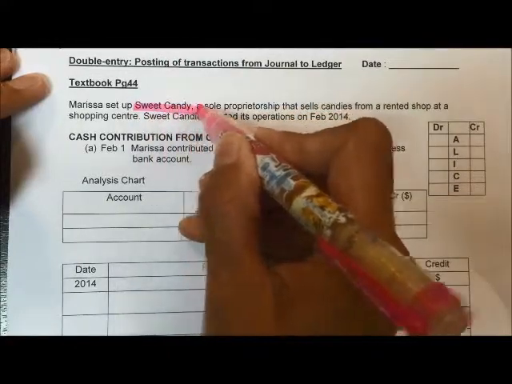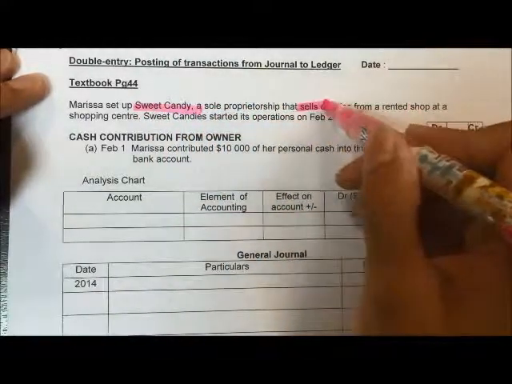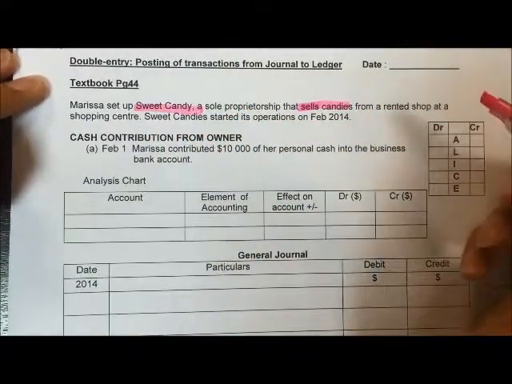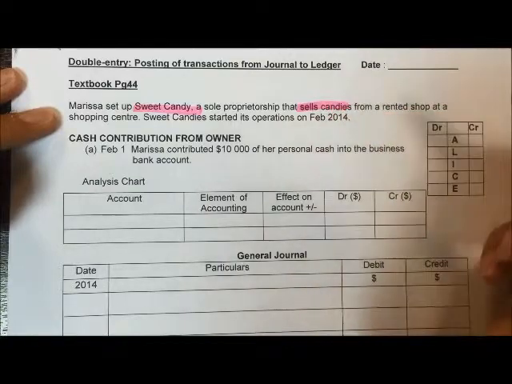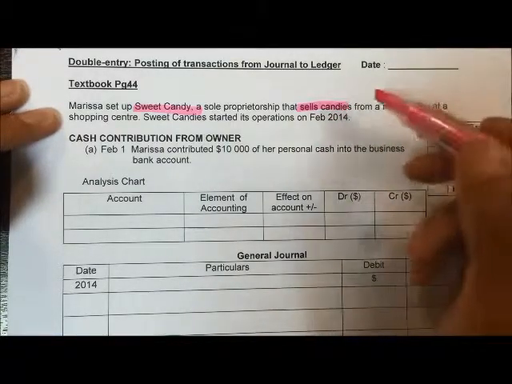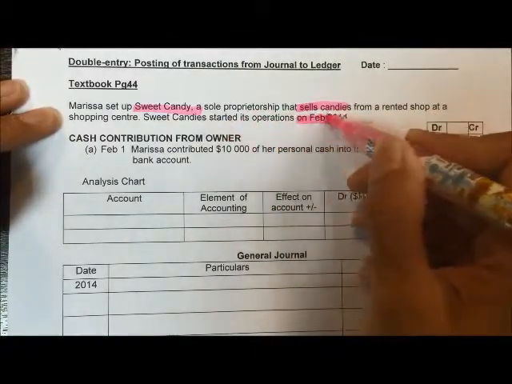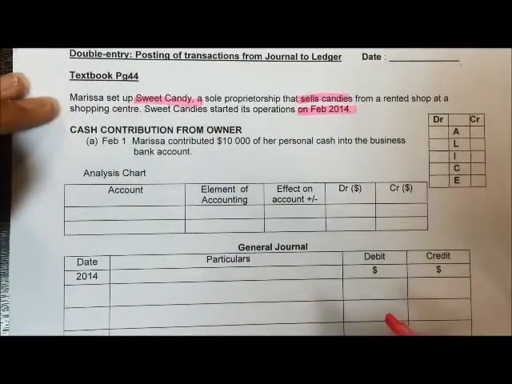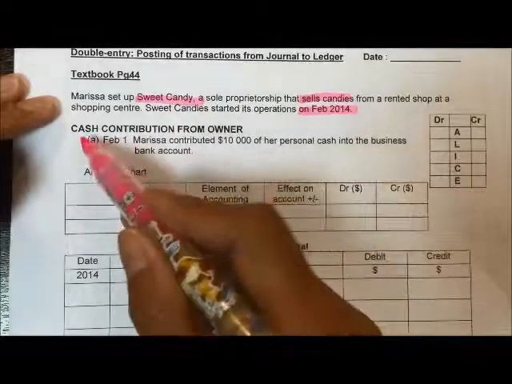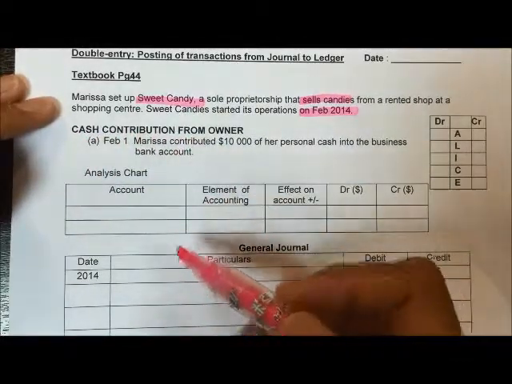Marissa is the owner of Sweet Candy. She sells candies, so you need to know what the business is dealing with. This is a trading business, so she is selling goods here, and it started its operations in February 2014. The first transaction we see is the cash contribution from the owner.